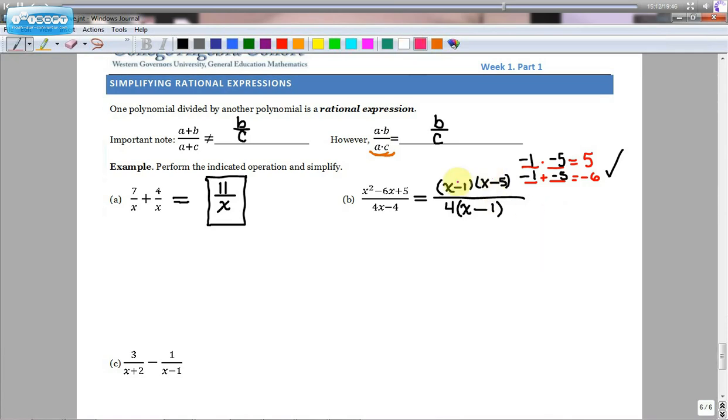Okay, so notice that everything that we have now is multiplied in the top and in the bottom. So we can apply this rule up here. So I can cancel out my x minus 1's, and that's going to give me an answer of x minus 5 over 4.